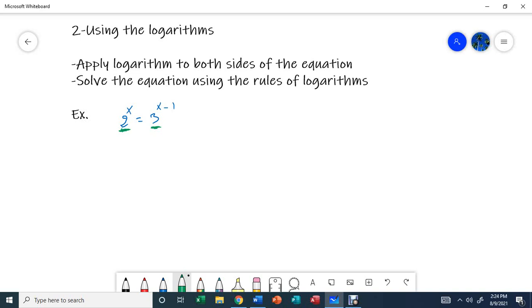So I cannot use the first technique, the one-to-one property. So I'm going to apply the logarithm to both sides. You can use any log base you want, but most of the time use natural log or log base 10. I'm going to use natural log here. So ln of 2 to the x equals ln of 3 to the x minus 1. Now I'm going to use the power rule. So pull the x in front, so that's x times ln of 2 equals x minus 1 times ln of 3, by the power rule.